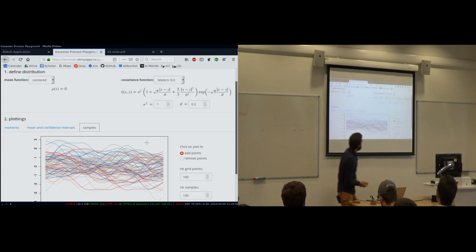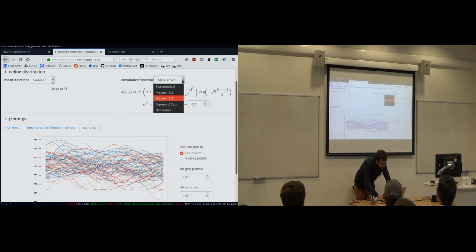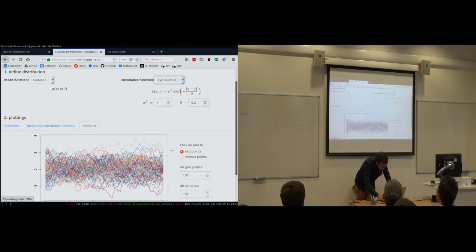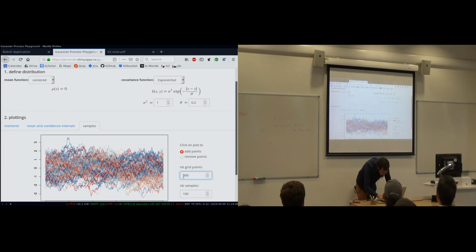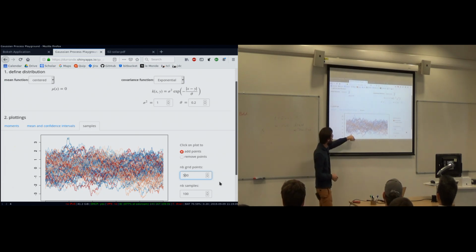Okay, so that's some examples of samples for this specific covariance. So here, that's a Matérn 5/2. As Rich was showing before, if you change the covariance, you can end up with very different regularities for your samples. So here they are very wiggly. You can't differentiate these samples.